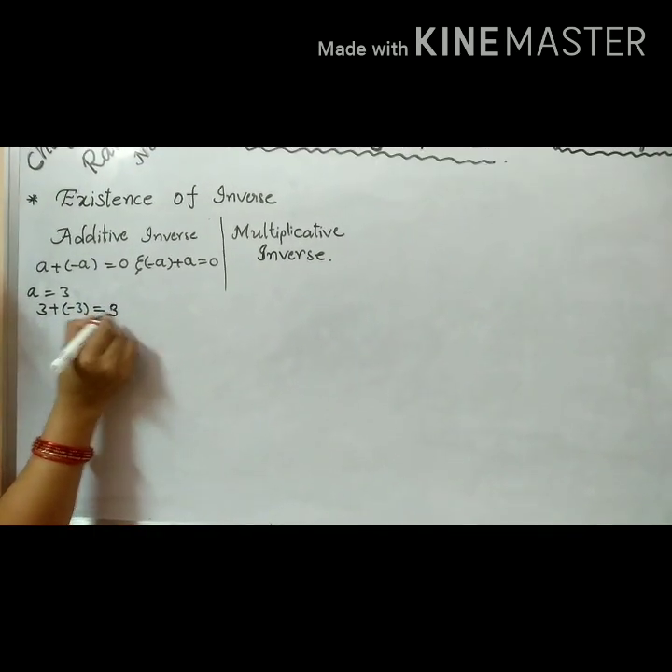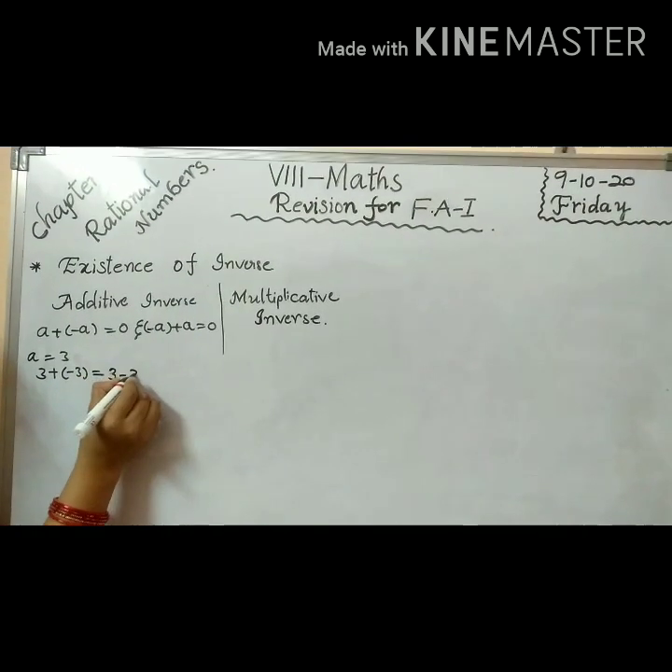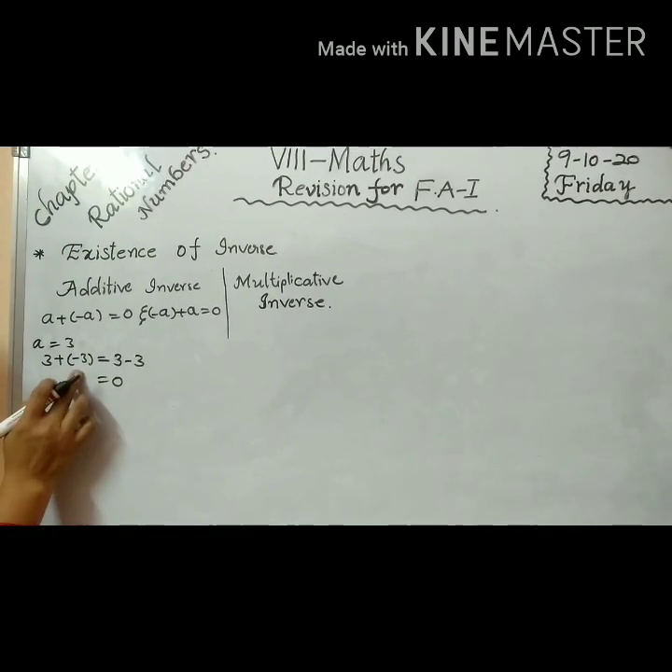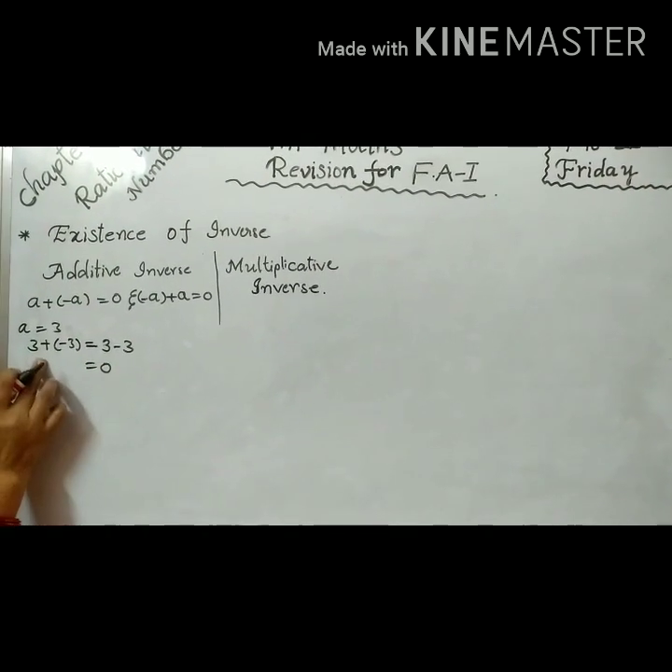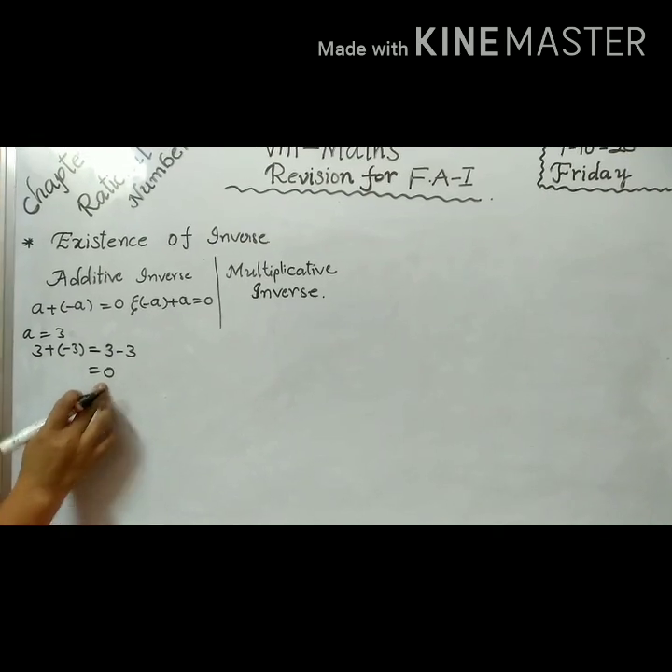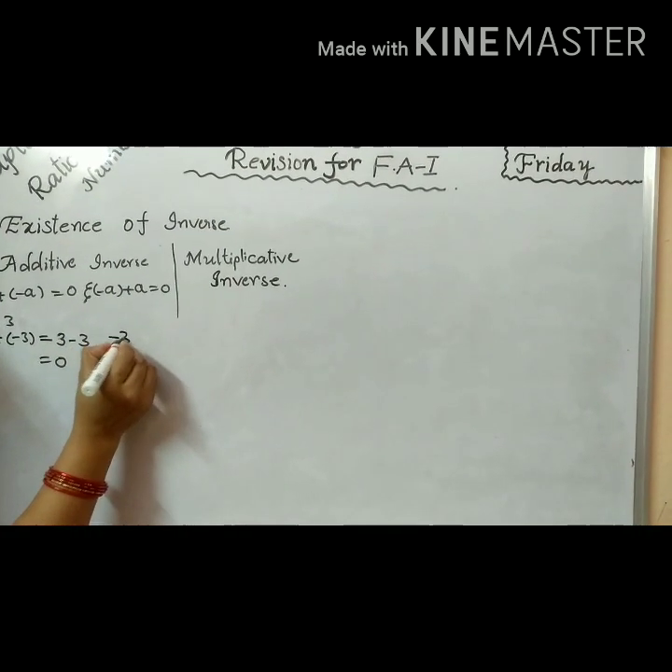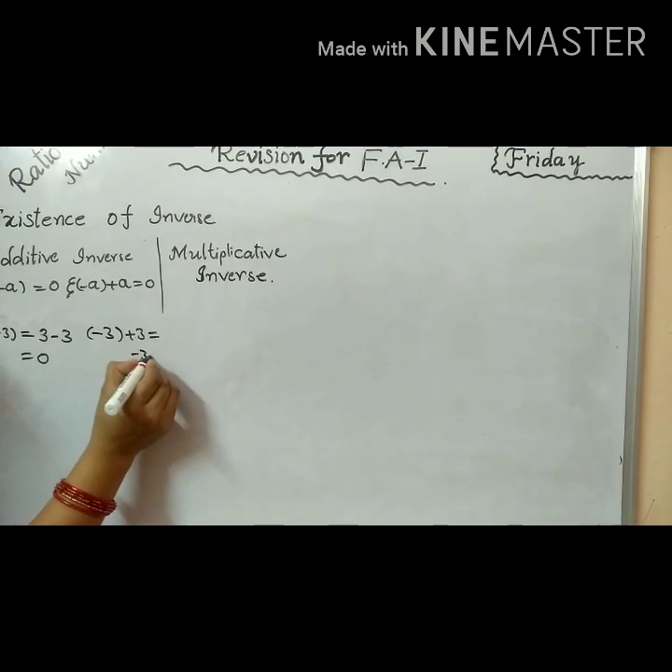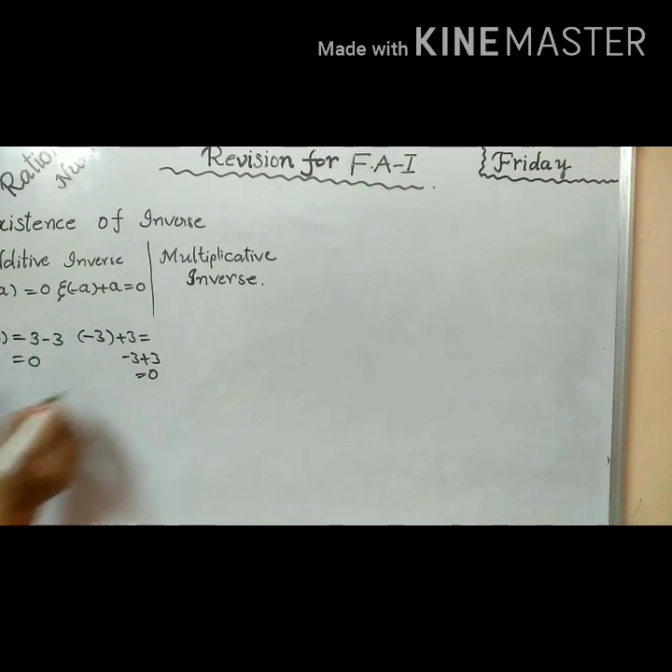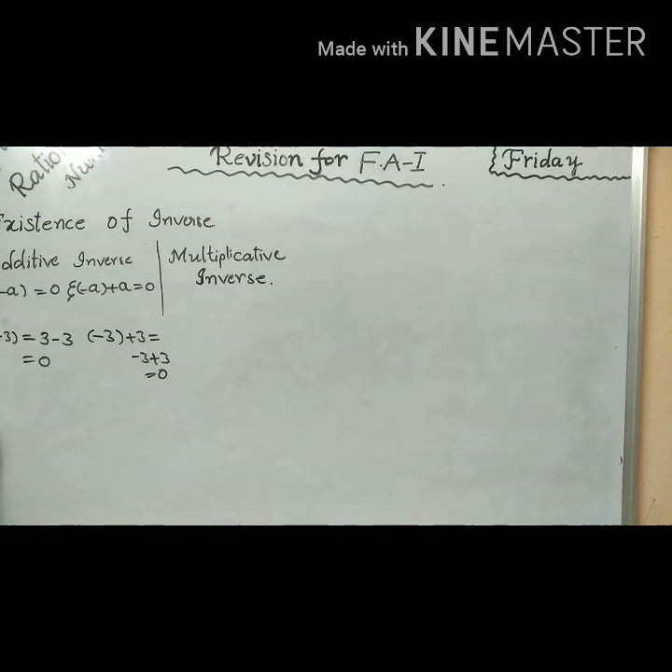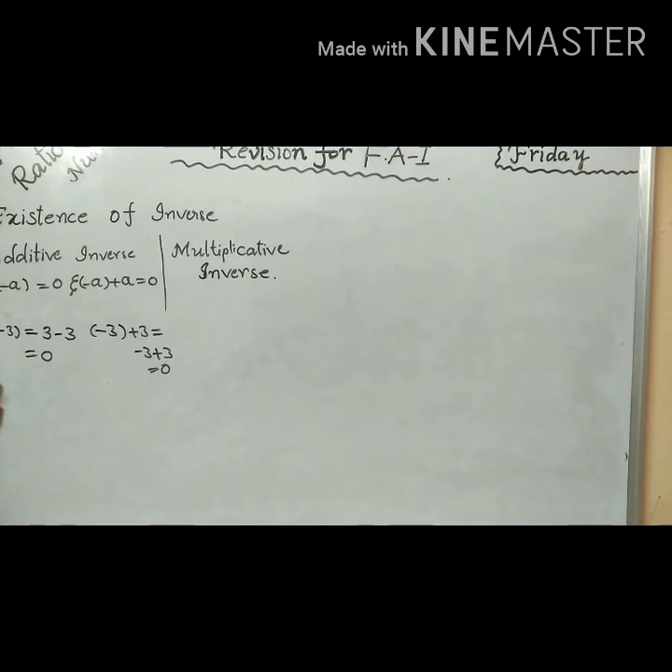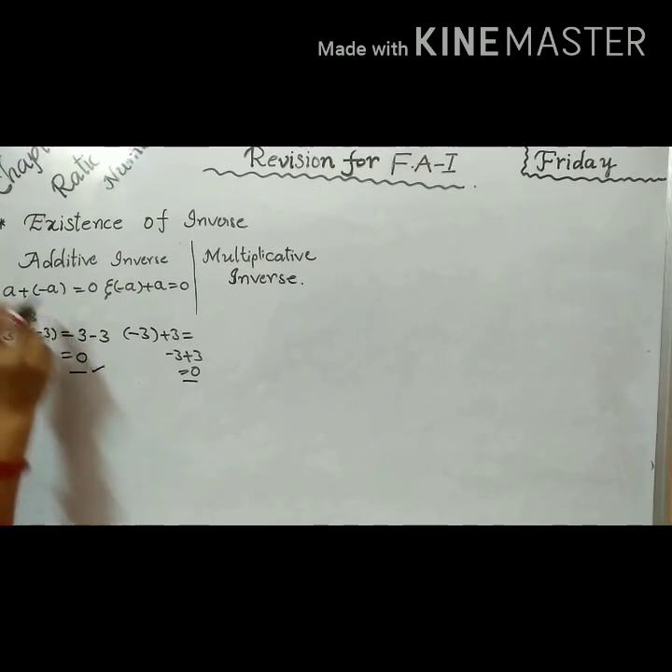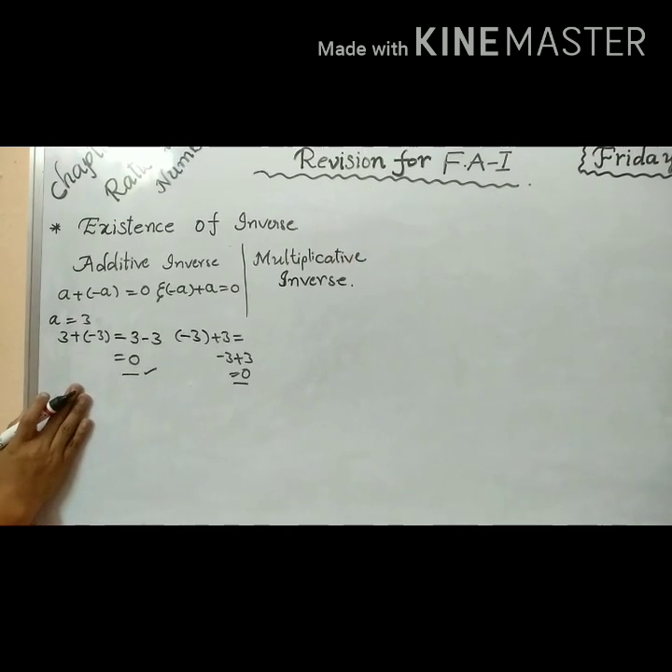So 3 plus minus 3 equal to 0. A plus minus A equal to 0. 3 plus minus 3 equal to 0. Minus 3 plus 3 equal to 0. Did you understand, children? You have to take the additive inverse. The sum is 0. It is an additive inverse.